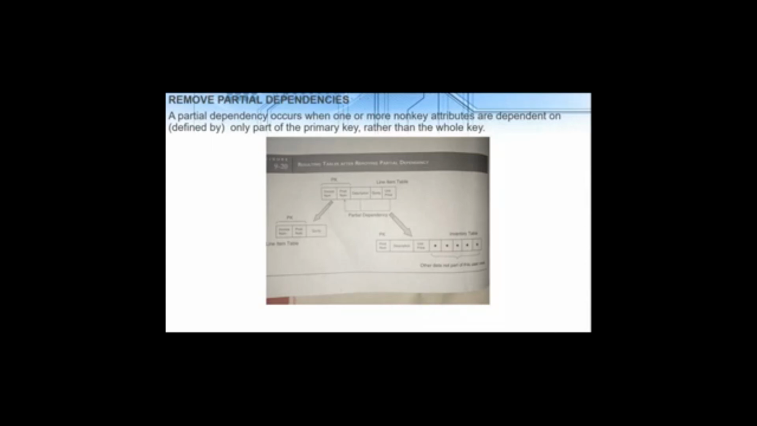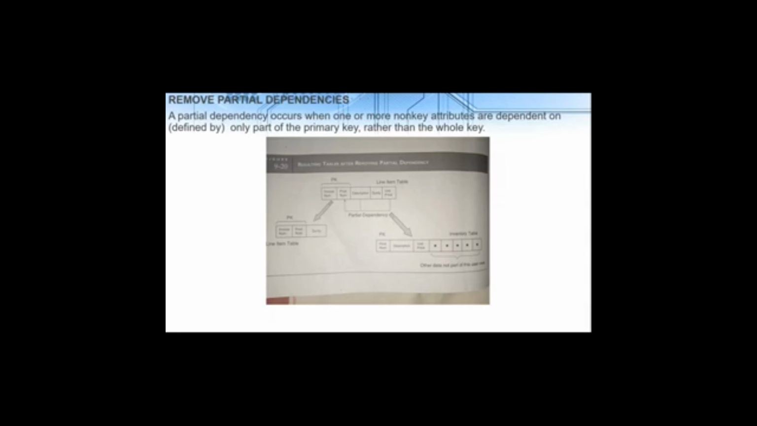on the primary key. We solve this by splitting the table into two, illustrated in figure 9-20. The resulting line item table is now left with the single non-key attribute quantity. Product description and unit price data are placed in a new table called inventory.